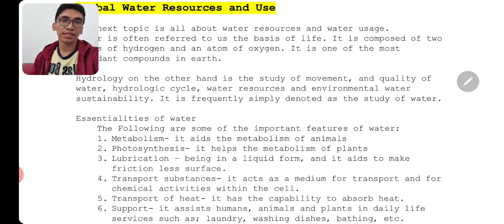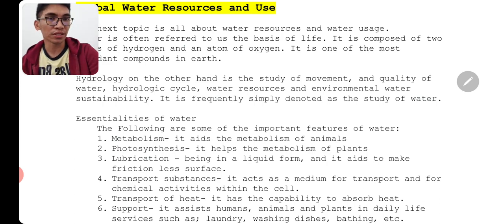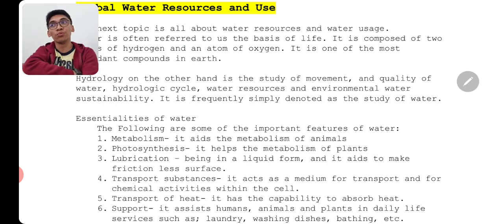So, water daw is essential in photosynthesis process as well as lubrication. Ano naman itong lubrication? Being the liquid form, it aids to make friction less in surface. Pag sabi lubrication, it's oil, di ba? Usually oil siya. Pero as a lubricant, water is also an important thing to remember. It aids the frictionless surface. Kaya sabi doon na slippery when wet ang kalsada, kasi nga merong water. Okay, so it acts as a lubricant.